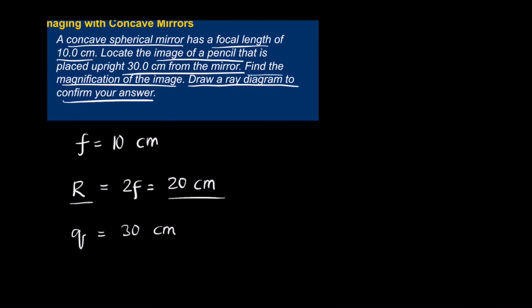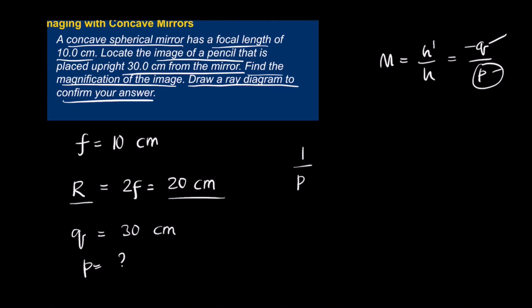To find the magnification of the image, we need either h dash by h, or we can use minus q by p. In this we know q, but we do not know p. So let's find p. We know the mirror equation: 1 by p plus 1 by q is equal to 1 by f. So 1 by p, which we do not know, plus 1 by q, which is 30 centimeters, equals 1 by f. F here is 10 centimeters.